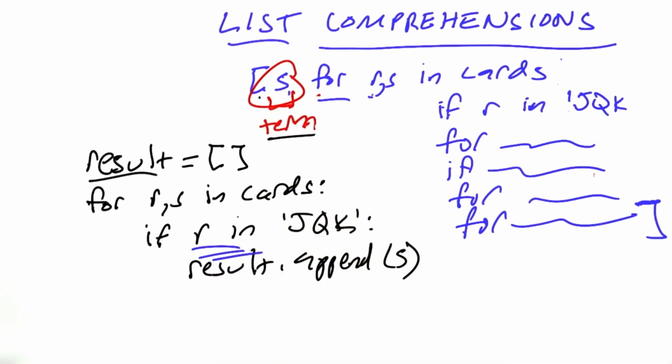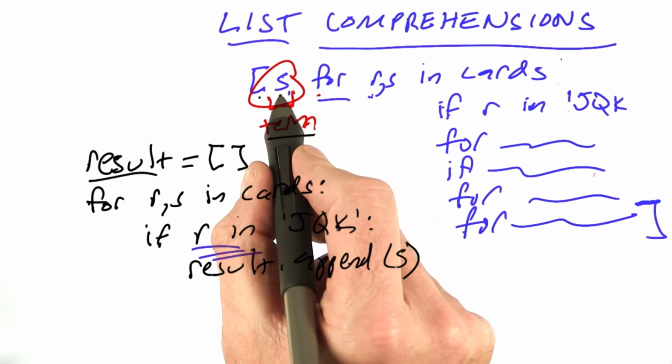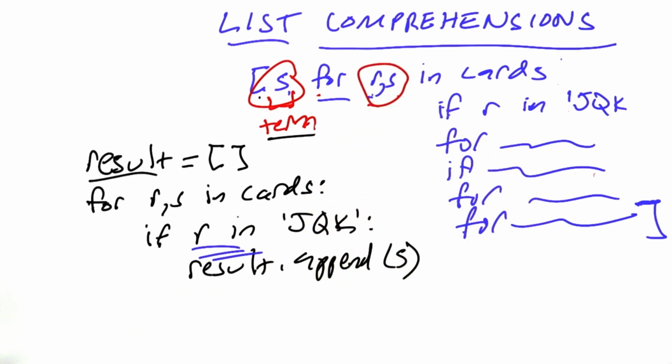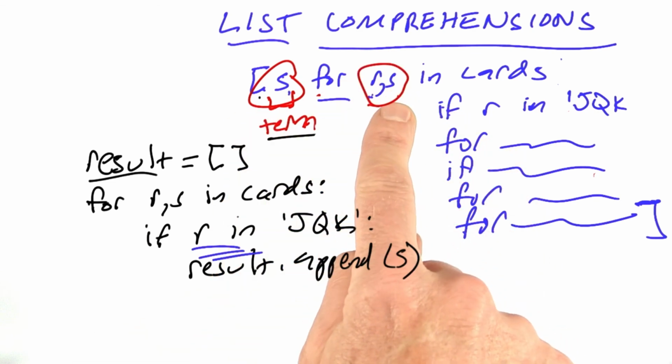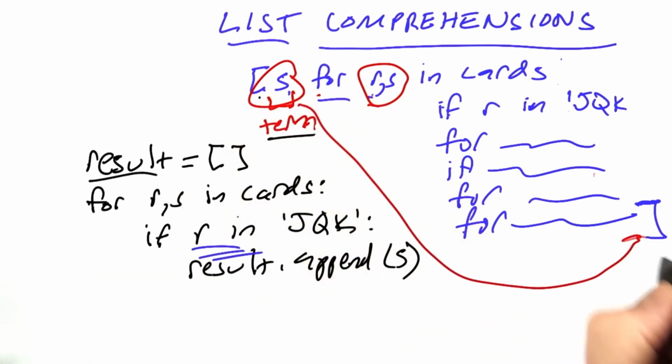And that's why it's okay that term here looks like it's referencing a variable S that hasn't been defined yet. That's okay because S has been defined here. And it looks like it's used before it's defined, but that's not the case because when it's actually used is right down here at the end.